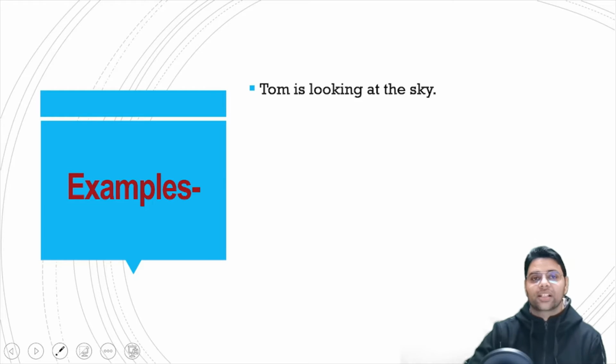Tom is looking at the sky. So it means Tom is directing his eyes towards the sky. So in this sense, the verb is progressive and the sentence is correct.